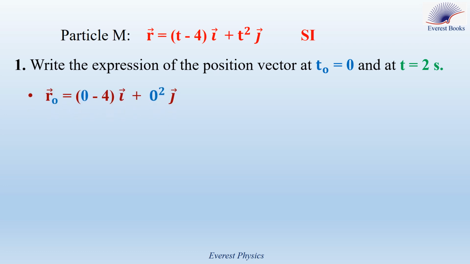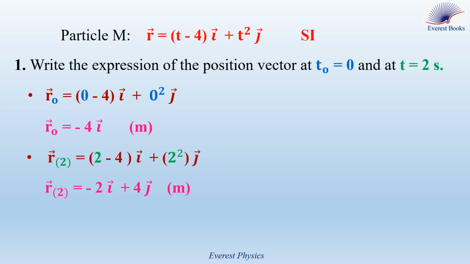R of 0, replace t equals 0 in the expression of r. So, R of 0 equals (0 minus 4)i plus 0 squared j, then R of 0 equals minus 4i in meters. Similarly, replace t equals 2 seconds in the expression of r, then R of 2 equals (2 minus 4)i plus 2 squared j. Therefore, r of 2 equals minus 2i plus 4j in meters.